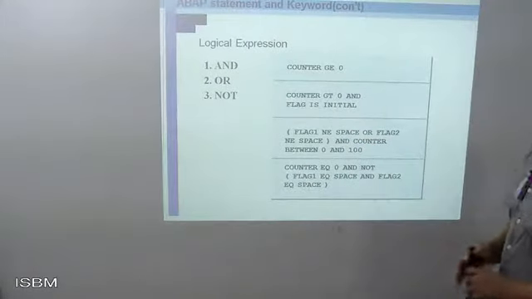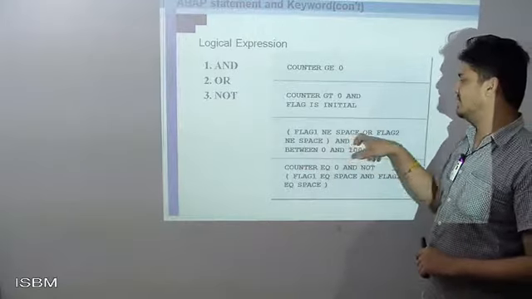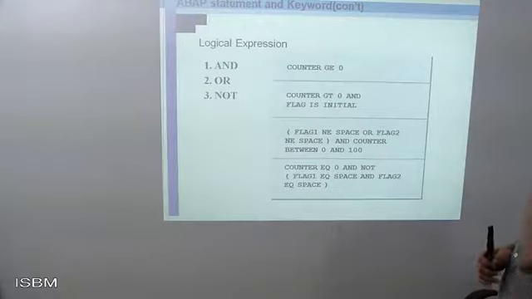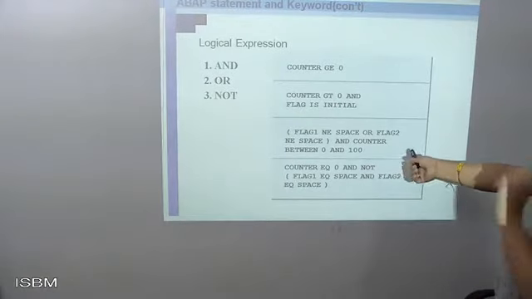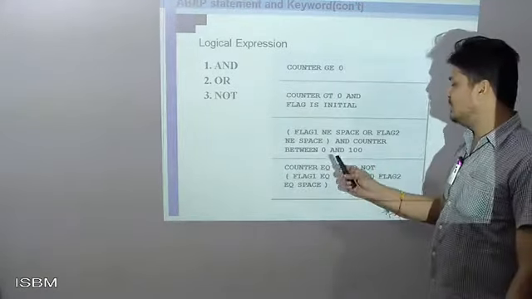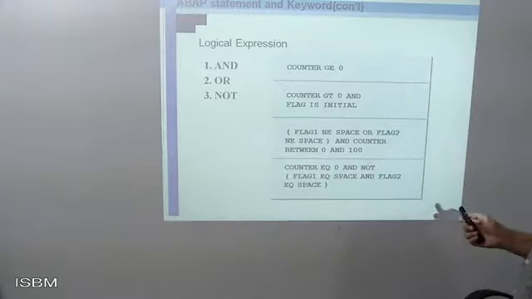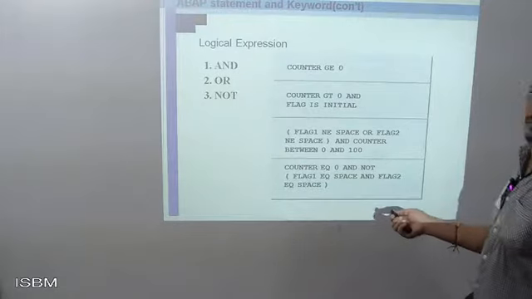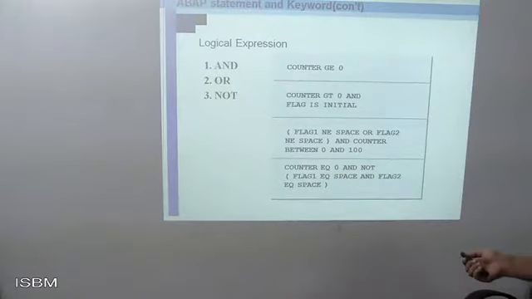So in this condition, any one condition will satisfy, either this or this, so it will complete the solution and go ahead. Then we have a counter statement, counter between 0 and 100. We can see that if the counter is between 0 and 100, then only it will go ahead. Then we have counter equal to 0 and not.